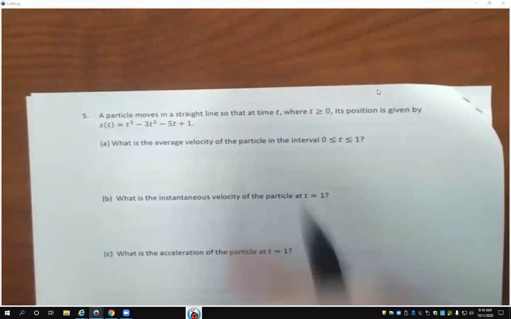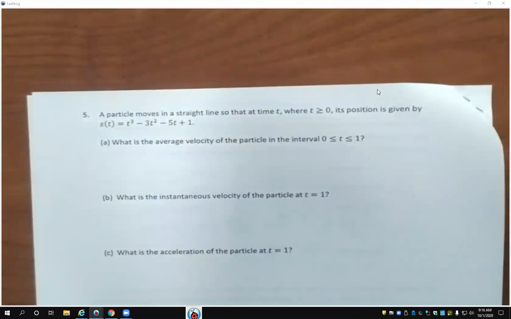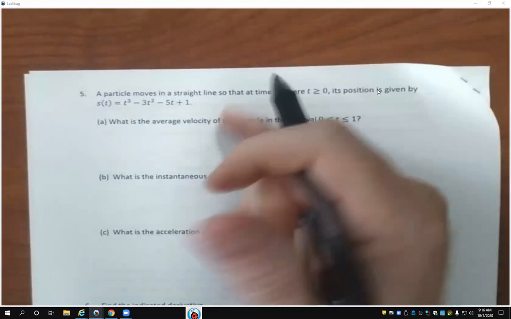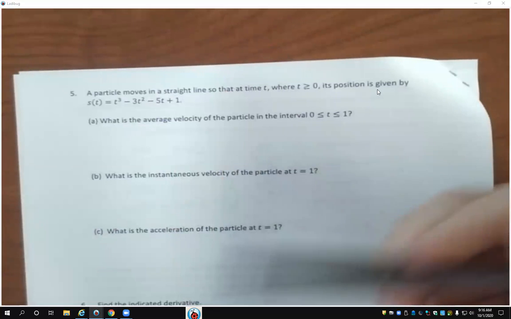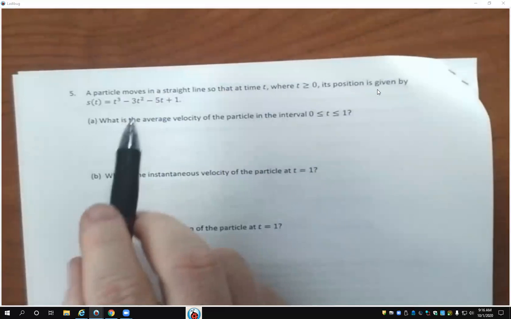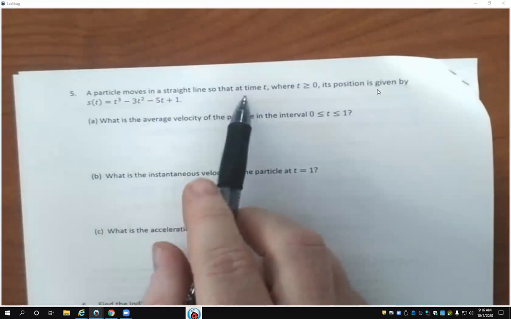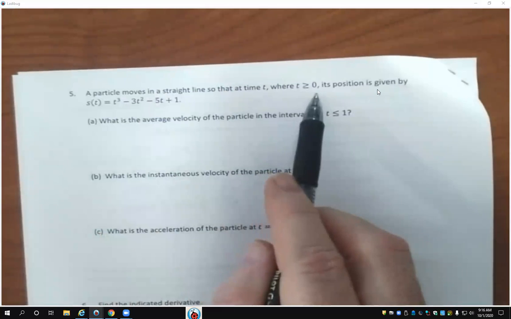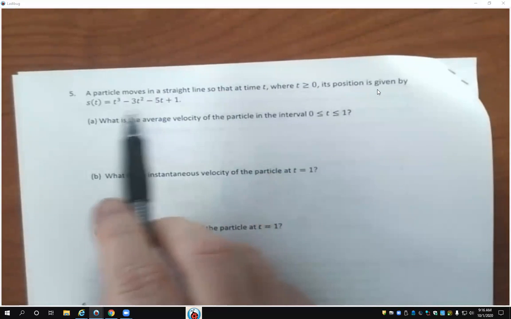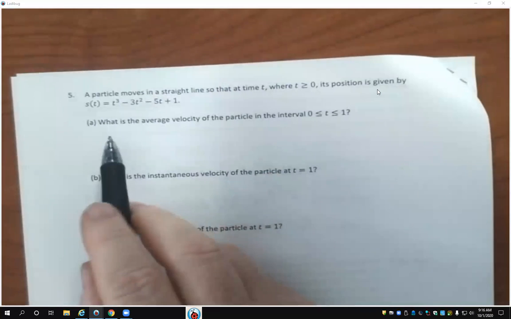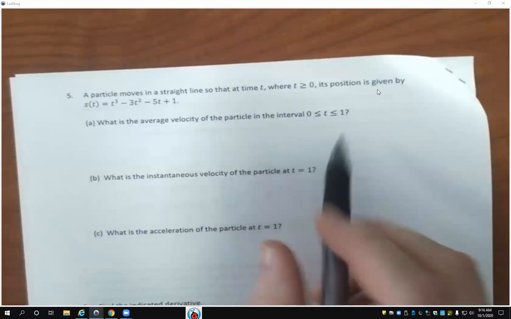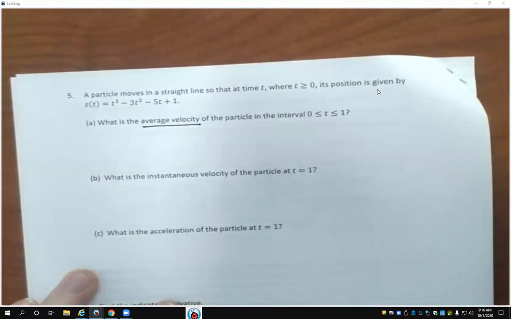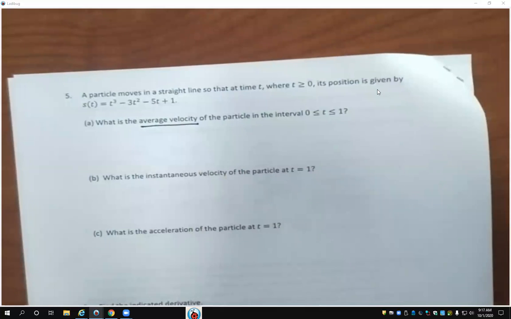You're starting to see questions like this that are going to be like FRQ type things, where they're asking you something and then, based on that, you're going to find something else from what you're given. A particle moves in a straight line so that at time t, where t is greater than or equal to 0, its position is given by this function. First question: what is the average velocity in the interval 0 to 1? As soon as you see that word, think slope of a secant line, which is just the slope between 2 points.